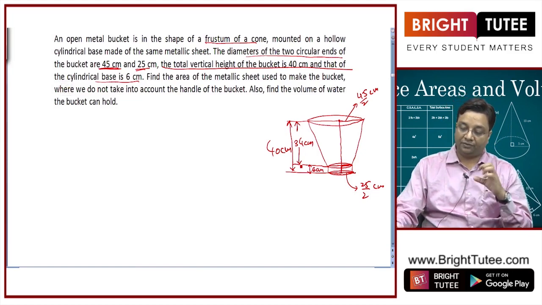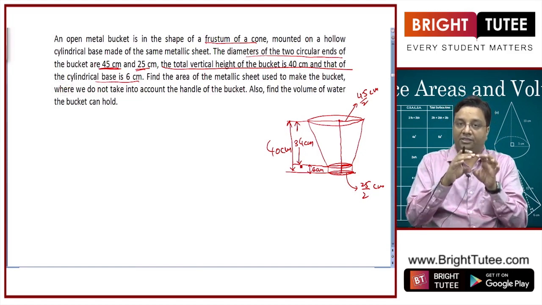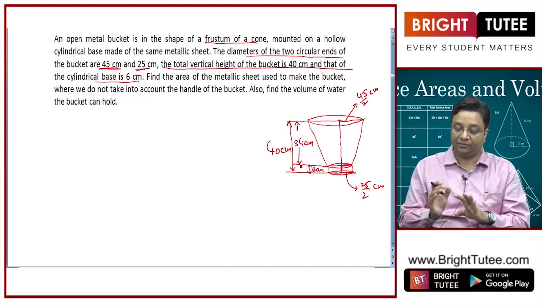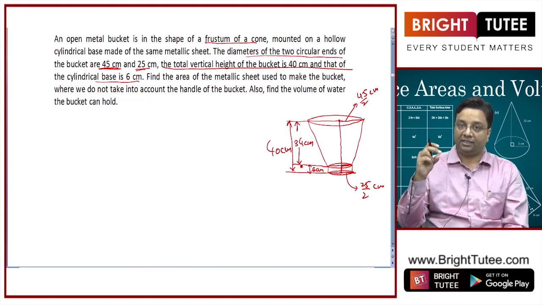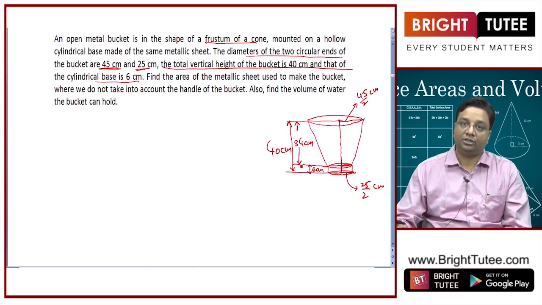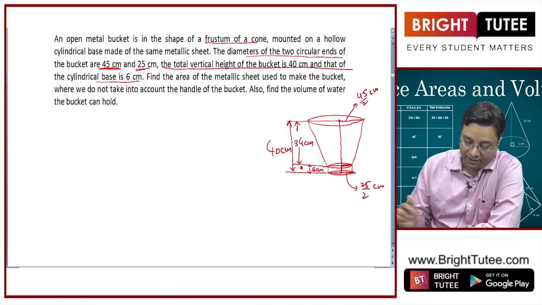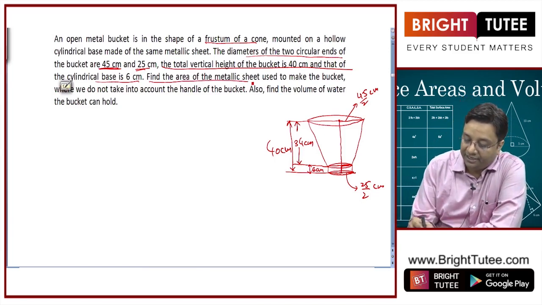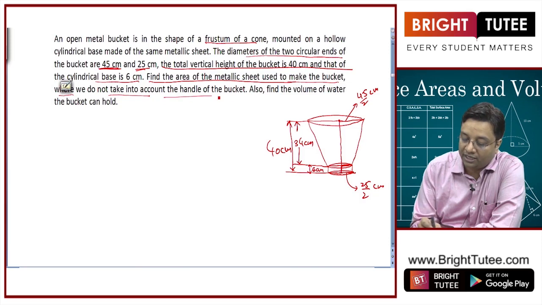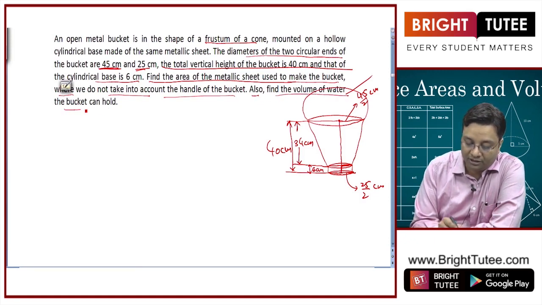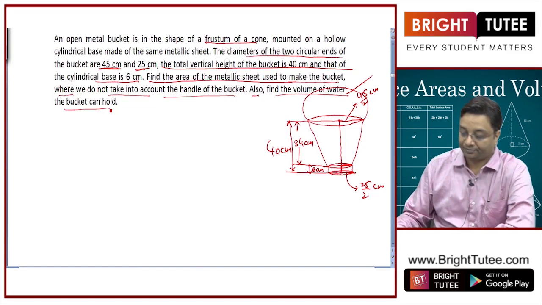Right. So what is the height of the frustum part of this bucket? It is 34 centimeter and the cylindrical base has got the height of 6 centimeter. Okay. Find the area of the metallic sheet to make the bucket, where we do not take into account the handle of this bucket. So for example, let us say there is this handle of this bucket. This we don't have to consider. Also find the volume of water that this bucket can hold.